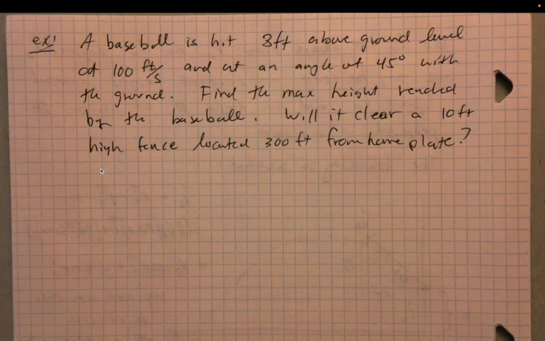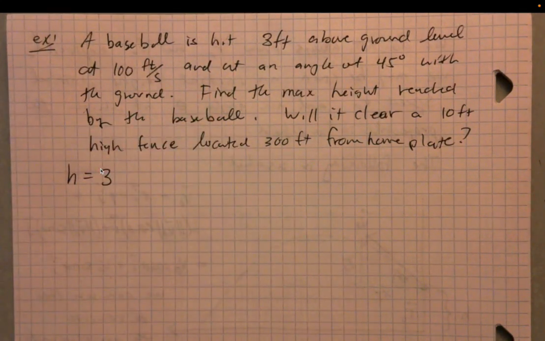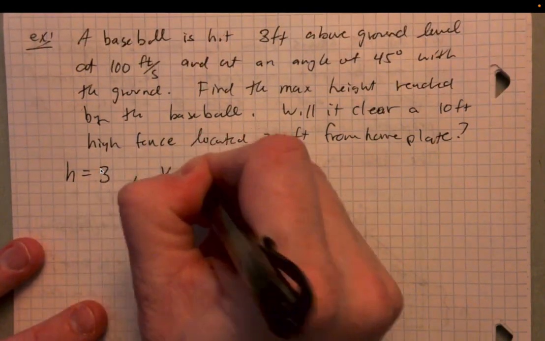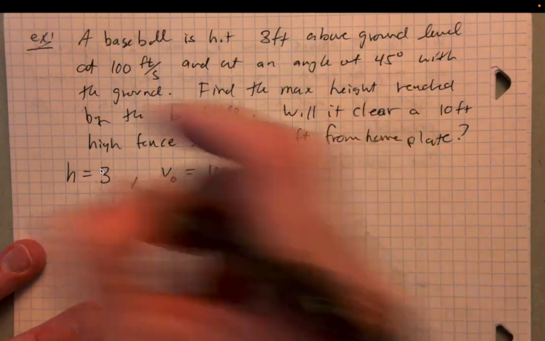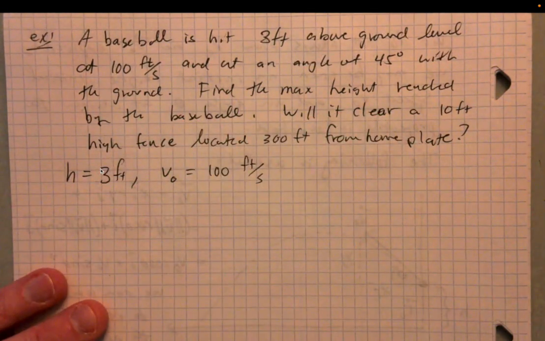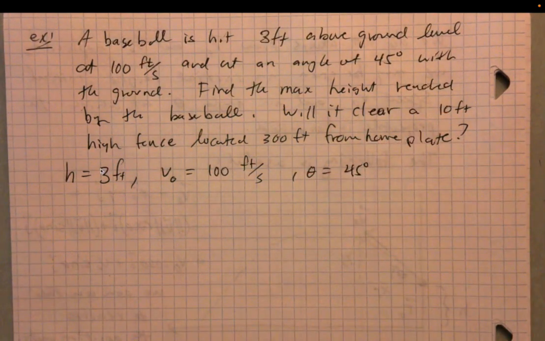All right, so we're given a bunch of information here. So what do we have? We've got h equals 3. We're told it's 3 feet above ground level. We're given v0, we're told it's 100 feet per second, so you can leave the units on here. And we're told theta is 45 degrees.